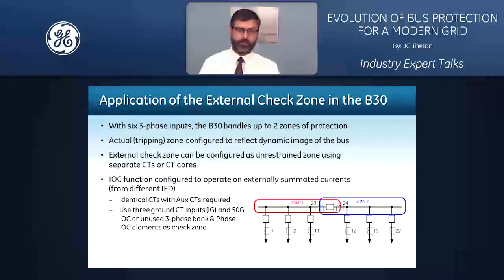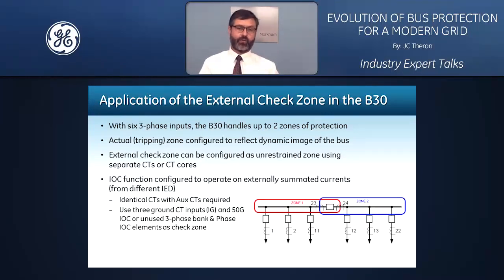Here's an example of how an external check zone can be done in the B30. Now with 6 three-phase current inputs, the B30 can handle up to 2 zones of protection, and the actual tripping zone can be configured to reflect the dynamic image of the bus if necessary. However, as we've seen, logic is necessary to determine that.